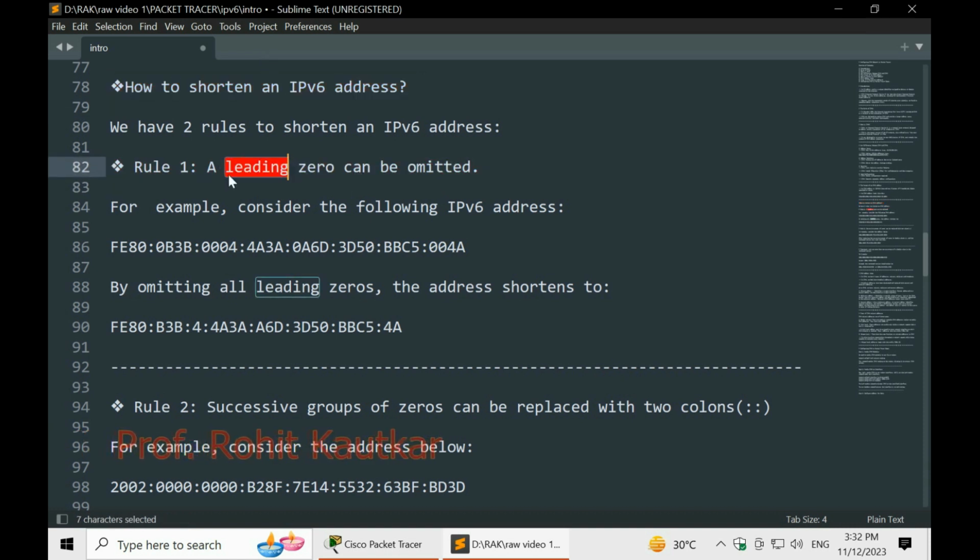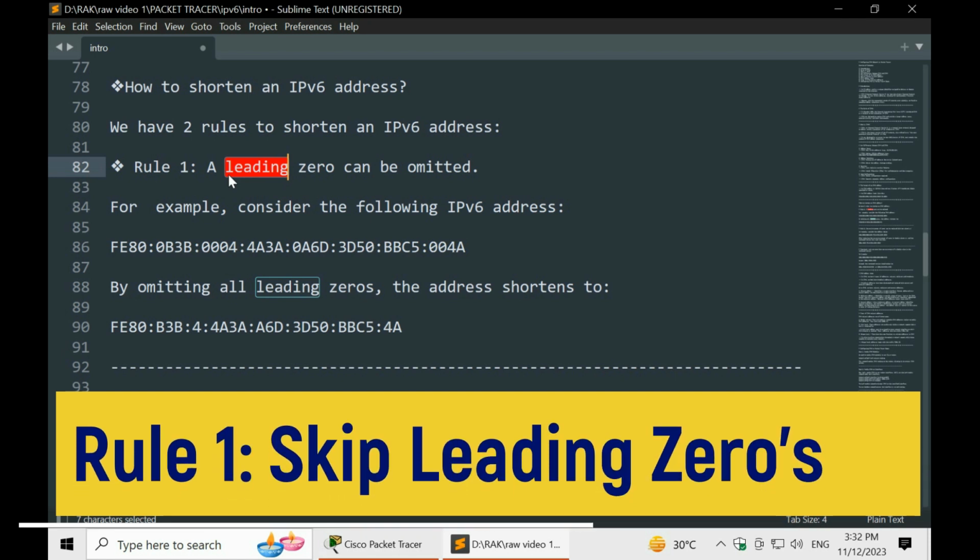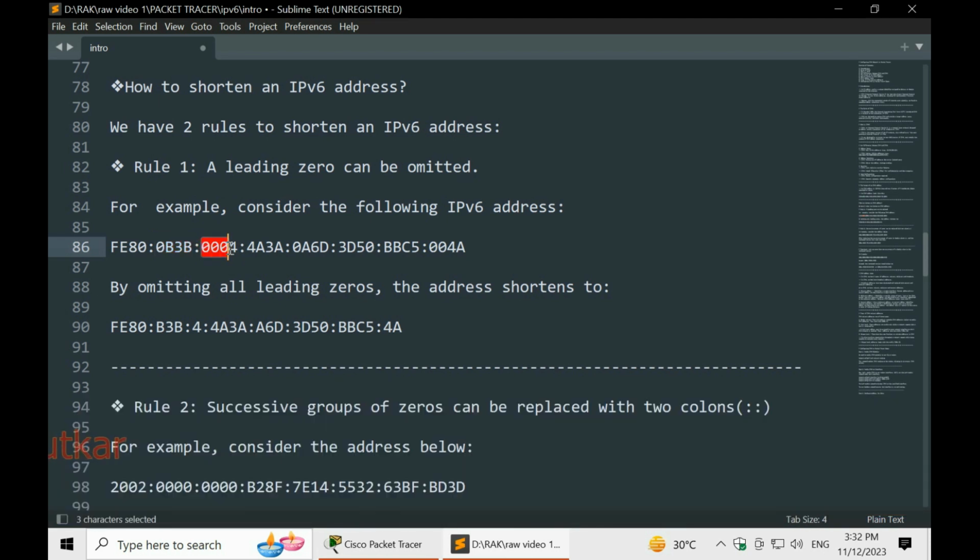Rule number 1 says a leading 0 can be skipped. For example, consider this IP address. In this second group, you can observe it starts with 0. In the next group, again, you can see there are 3 zeros. Then in this group, there is 1 zero. You can see these are the leading zeros. Then in the last group, again we have 2 leading zeros followed by 4A. According to this rule, we can skip these leading zeros.